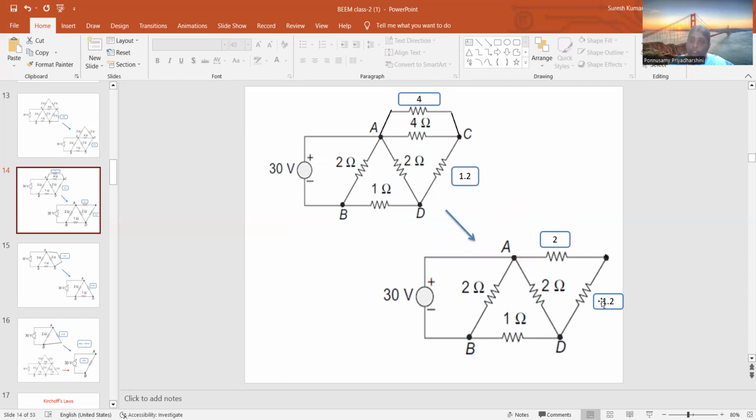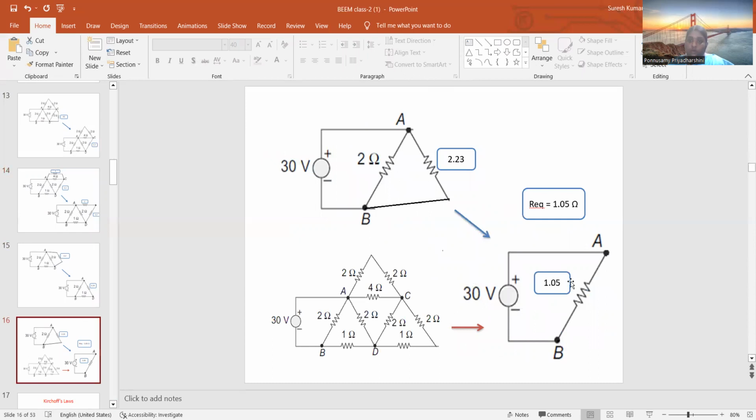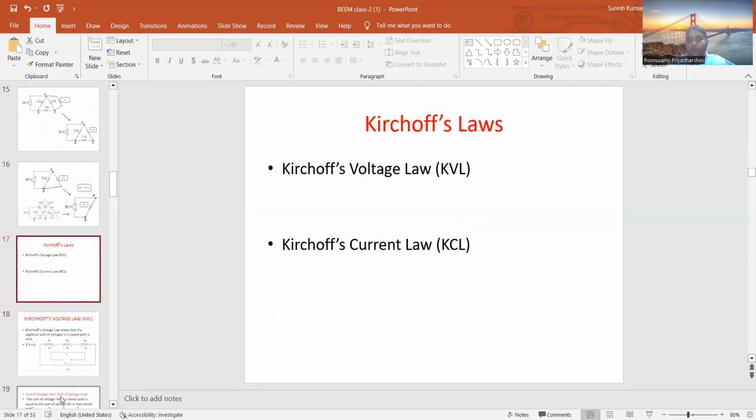This 2 and 1.2 will be connected in series. So 2 plus 1.2 is 3.2, and 3.2 and 2 are connected in parallel. Once again we have to find the parallel for that, and finally the answer is going to be 1.05 ohms. And if I use Ohm's law, 30 divided by 1.05 ohms, I will be getting the current, that is the total current which is flowing in the circuit.